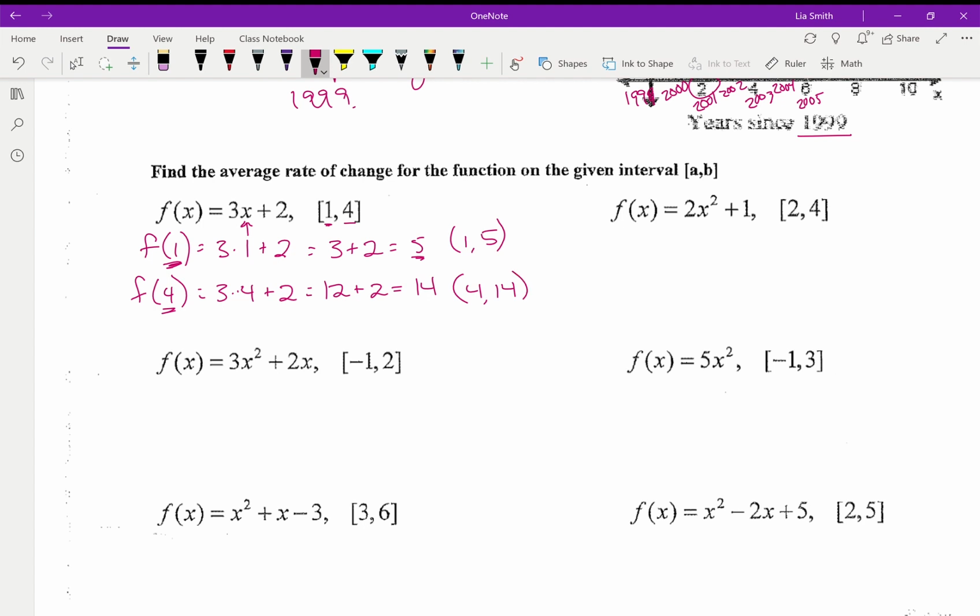Once you have those 2 points, you're subtracting the y values, subtracting the x values. So y values, subtract them, 14 minus 5. And then your x values, subtract them, 4 minus 1. You end up with 9/3. So your rate of change is 3. Like I said before, pause the video now, do your work on your own, and then I'm going to write your final answers so that you can check your work.